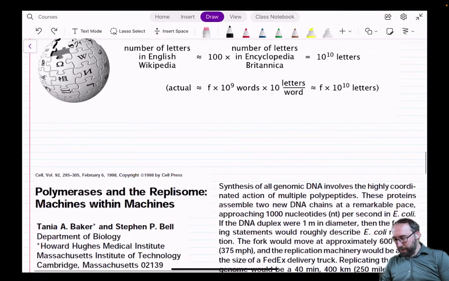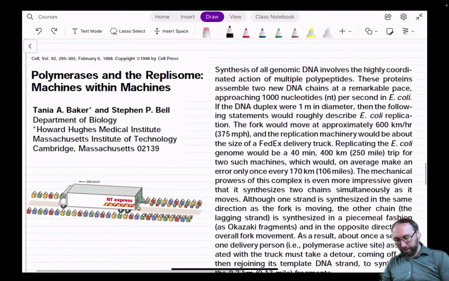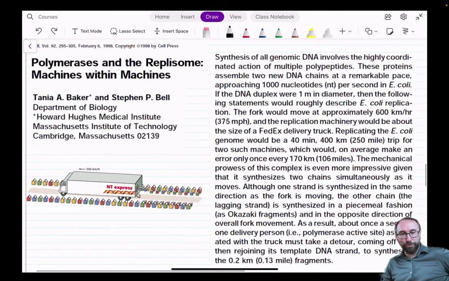And Tanya Baker put it in such a nice way in this great article, which I encourage you to try to redo her calculation. The idea is to scale up these rates to get a sense of how wonderful a machine DNA polymerase is. What she said is: synthesis of all genomic DNA involves the highly coordinated action of multiple polypeptides. These proteins assemble 2 new DNA chains at a remarkable pace, approaching 1,000 nucleotides per second in E. coli. If the DNA duplex were 1 meter in diameter, then the following statement would roughly describe E.